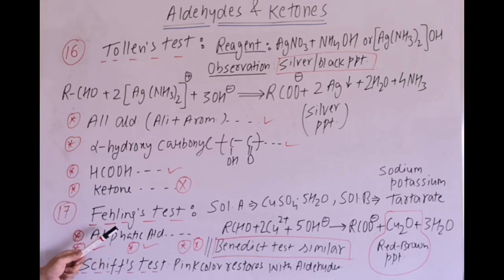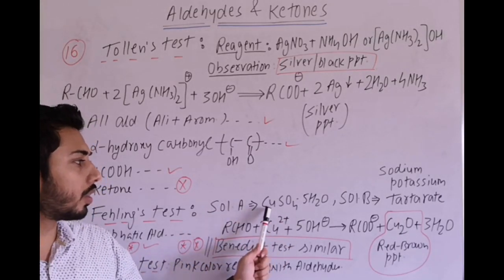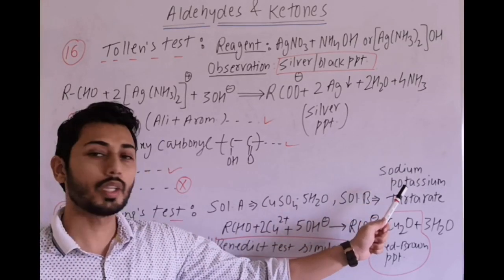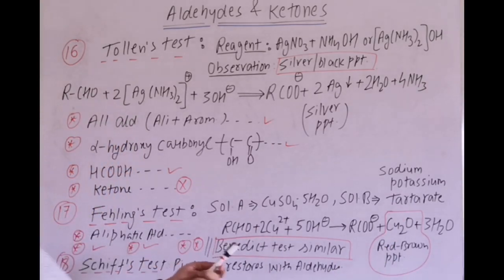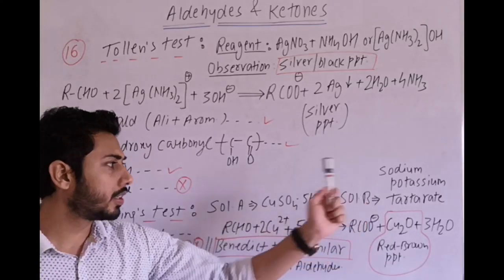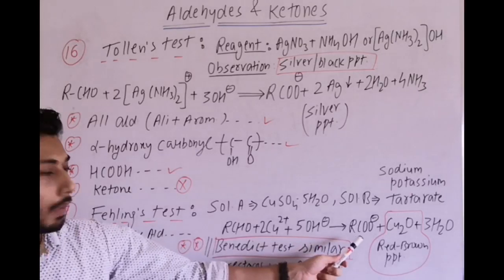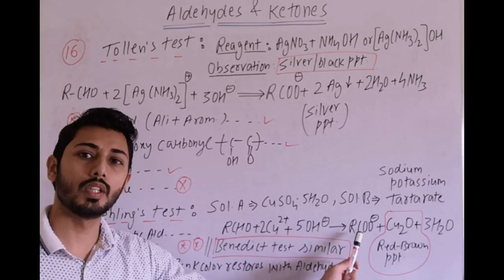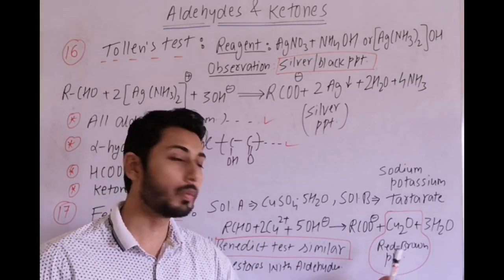Next is the Fehling solution test. Now the Fehling test consists of two solutions. Fehling solution A is aqueous copper sulfate, CuSO4.5H2O. Fehling solution B is sodium potassium tartrate. These solutions are mixed and then the reaction is given here. After mixing these solutions we get a blue colored solution, then treating it with aldehyde, again a mild oxidizing agent, oxidizing aldehyde to carboxylate salt, plus the observation is very important, which is a red brown precipitate.